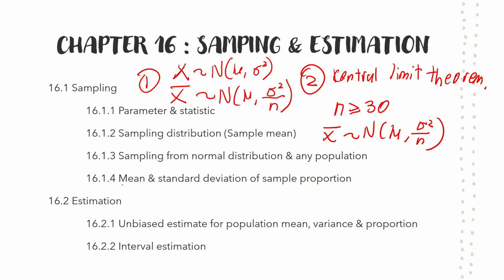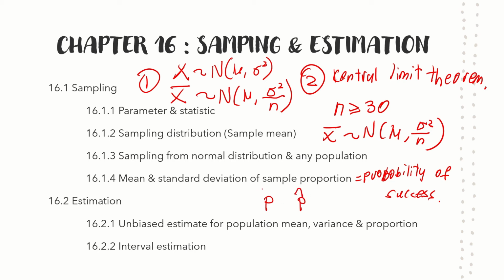Then the last topic for sampling is the sample proportion. Before that, you have to know what proportion is. Actually, this word proportion comes from the probability of success. It comes from the binomial, right? So it is the probability of success. And we have two types also: population proportion and sample proportion.